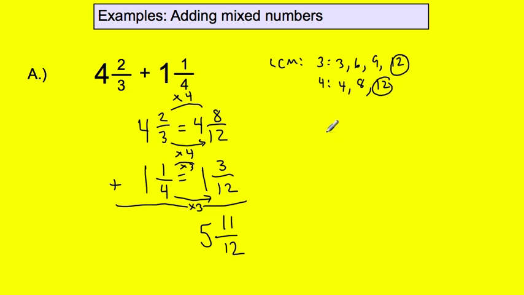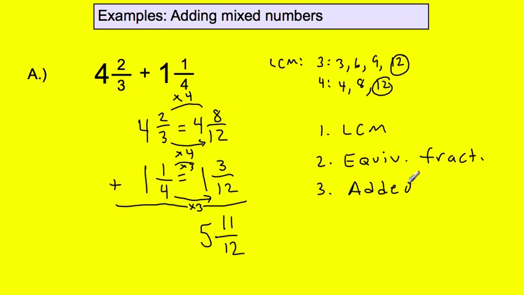So what did we do? We first found the least common multiple, and then number 2, we converted the fractions to equivalent fractions. Number 3, combined everything, so we added. And then number 4, at the end, simplify. But in this case, it was already written in its simplest form. But again, those are the steps, and the same steps that we did for fractions, just knowing that here you have to add the whole numbers and the fraction parts.